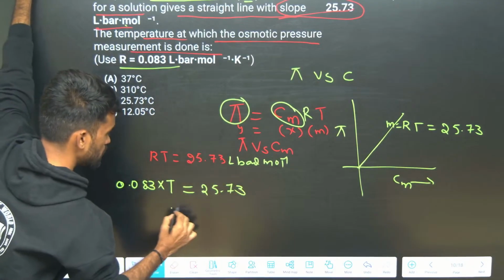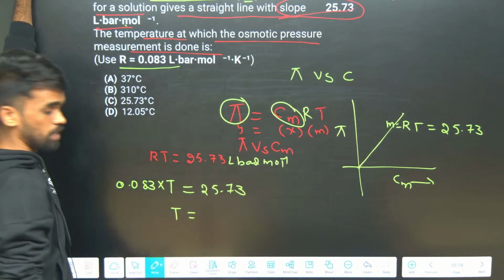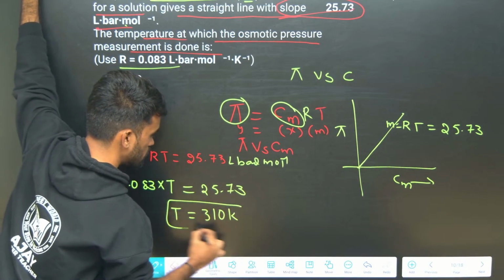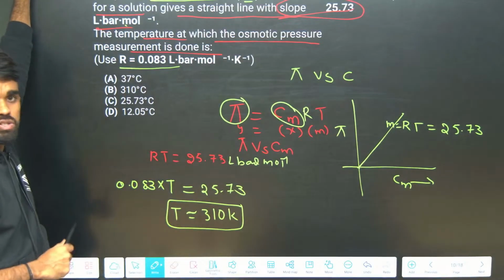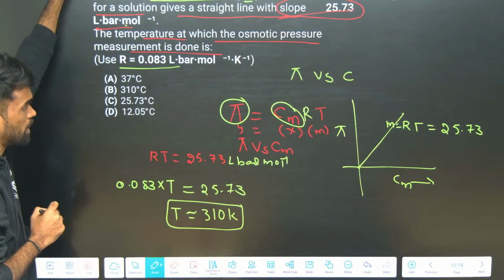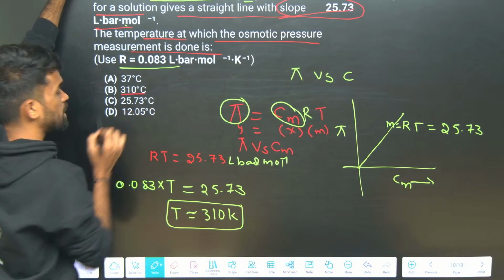So by simplifying this, you will get temperature equals T = 310 Kelvin. How much will you get? Around 310 Kelvin. Okay, so from this what can we write? Look at the options. Do we have that kind of option? See, it is given as 310 degrees Celsius.